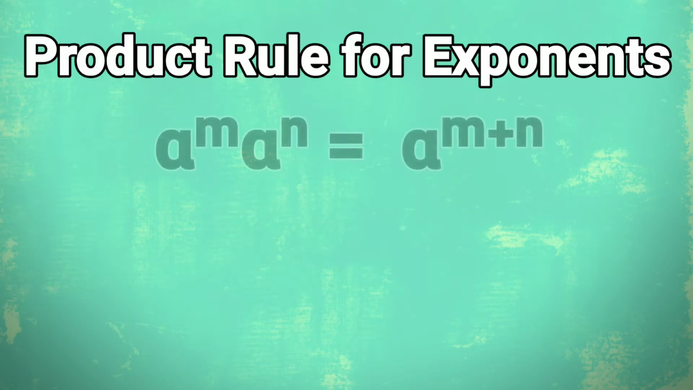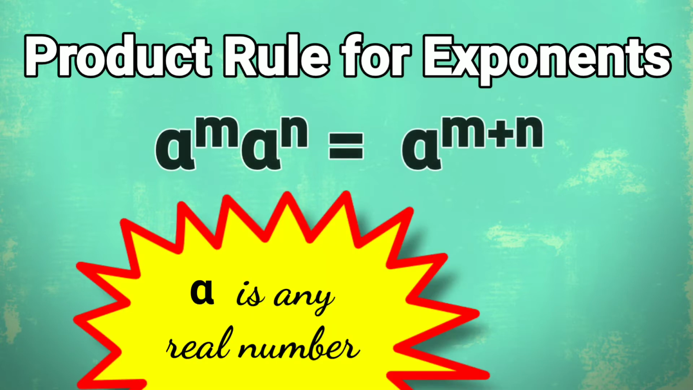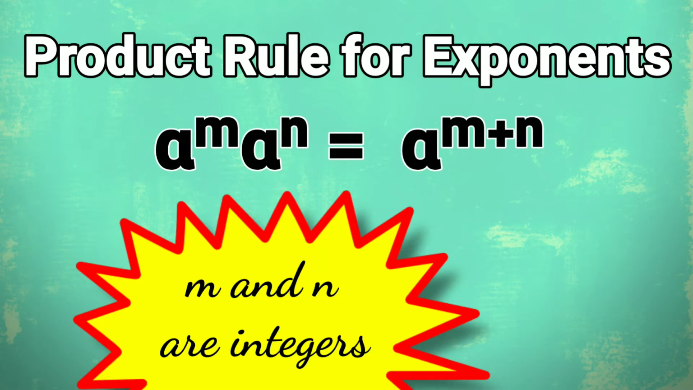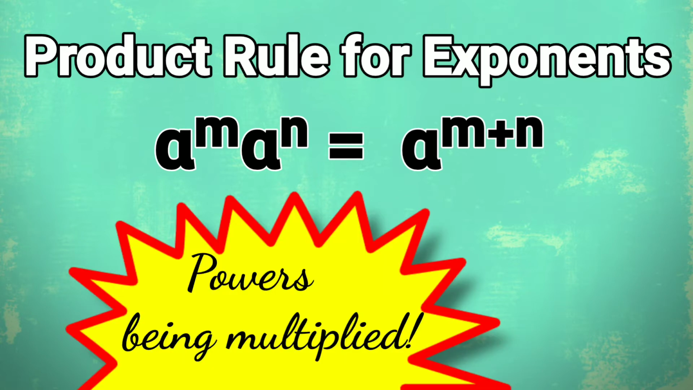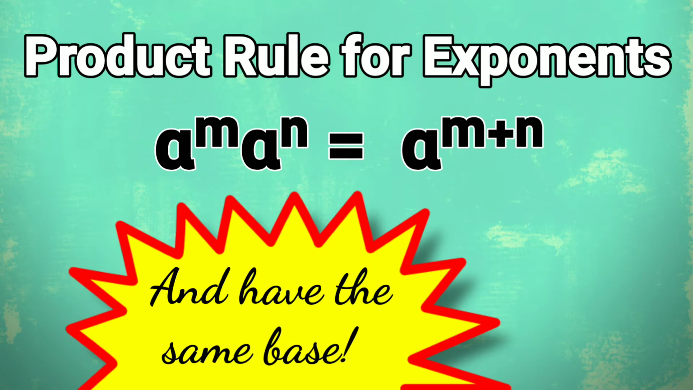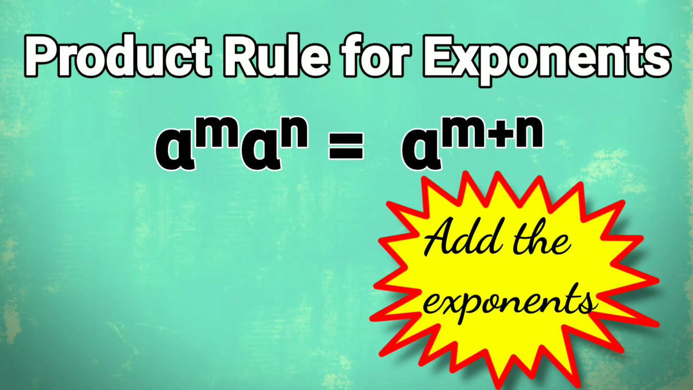Okay, so now we get to talk about the product rule. And here A just stands for any real number, M and N stand for any integer. So our rule says that if I'm going to multiply 2 powers that have the same base, I can simplify it by just adding the exponents.